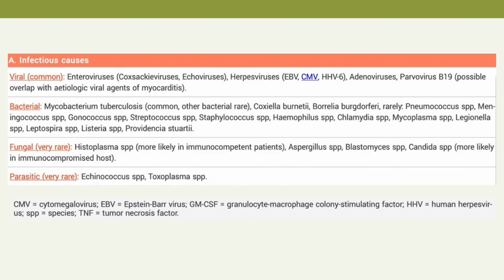When you look at some of the causes now of pericarditis, the most common causes are viral, and they include things like enteroviruses such as Coxsackie and echoviruses, herpes viruses, the adenoviruses, and parvovirus. Other causes include bacterial, of course, fungal and parasitic, but fungal and parasitic infections of pericarditis are extremely rare. Bacterial agents causing pericarditis include Mycobacterium TB, especially in the developing world, Coxiella burnetii, Borrelia burgdorferi, which is also known as Lyme disease, and there are other rare agents.